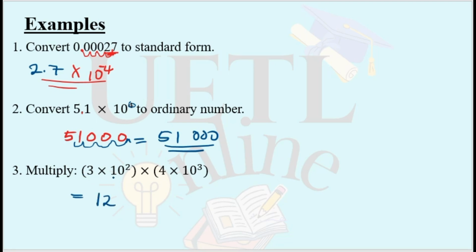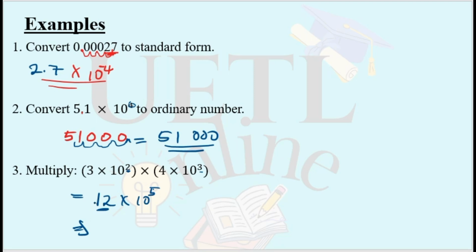Now we just have to times 10. Now we just have to add this power plus this power, so it becomes 5. Our answer becomes 12 times 10 to the power 5. But we can see that this a number is not between 1 and 10. It has to be between 1 and 10.